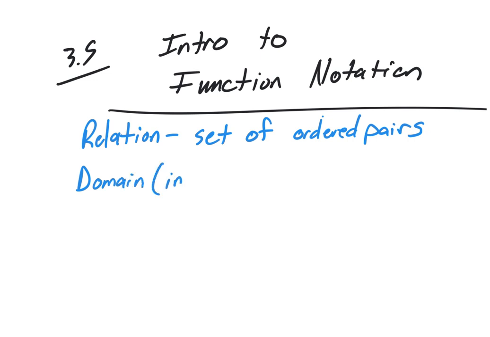The domain is what we call the input. And because this is what we use typically, I'm going to say it's the set of x values. It doesn't always have to be x, but it's the first number in the ordered pair. And we're going to find domain a lot of different ways. We're going to find domain off of a set of ordered pairs or a relation, or off of a graph.